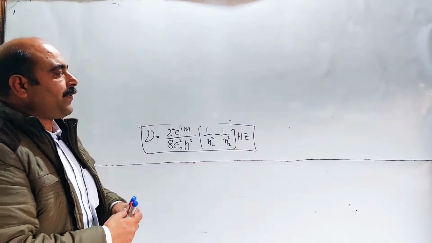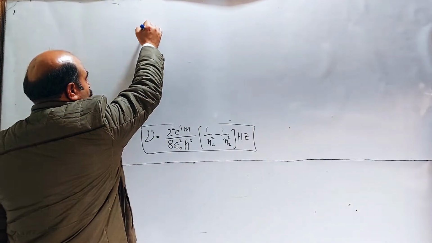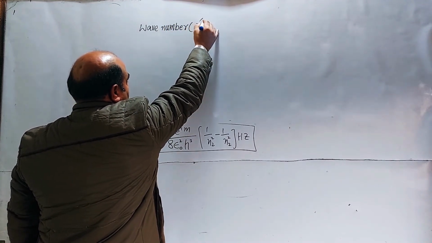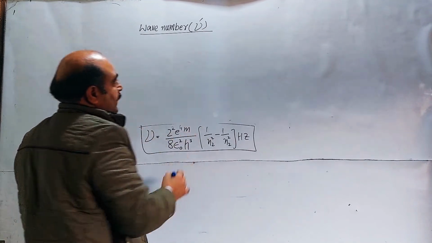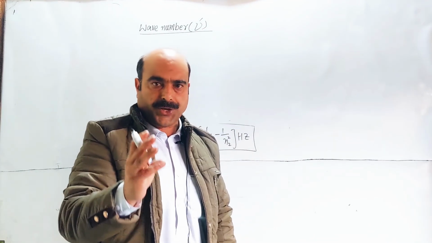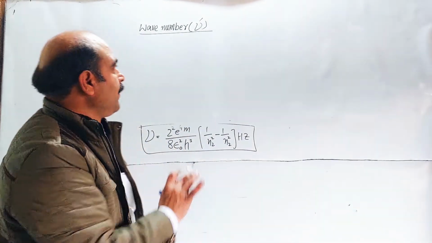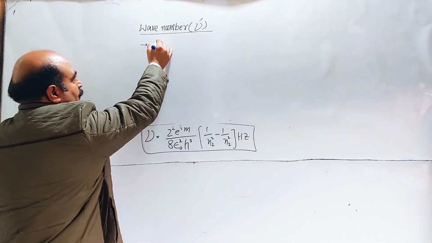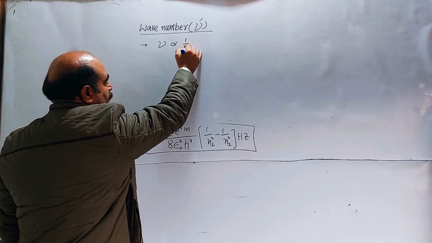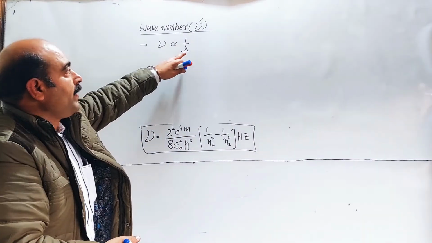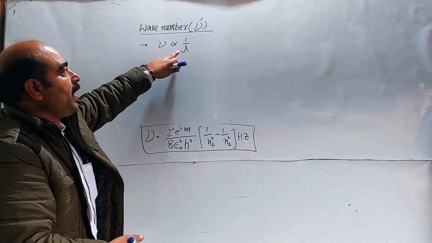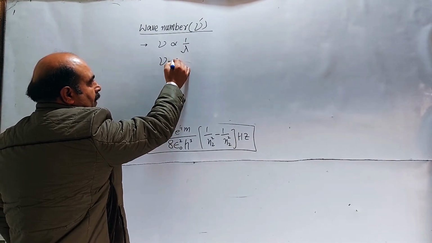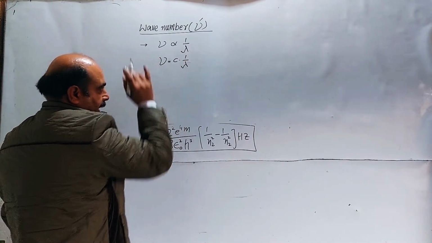Dear students, the final application is to calculate the wave number of the emitted radiations. Wave number is represented by nu prime, nu dash, nu bar. We know that frequency is inversely proportional to wavelength. When wavelength increases, frequency decreases. When wavelength decreases, frequency increases. The sign of proportionality is replaced by an equality sign with a constant, so frequency equals a constant times 1 over wavelength.